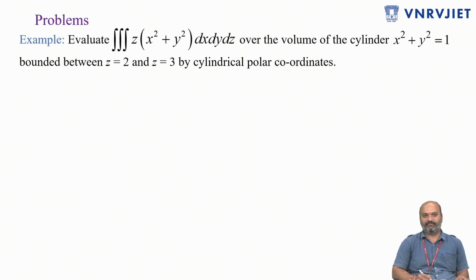Let's see a problem. Evaluate the triple integral of z into x square plus y square, dx dy dz, over the volume of the cylinder x square plus y square equals 1, bounded between z equals 2 and z equals 3, by cylindrical polar coordinates. x square plus y square equals 1 looks like a circle, but this circle is lying between the planes z equals 2 and z equals 3.